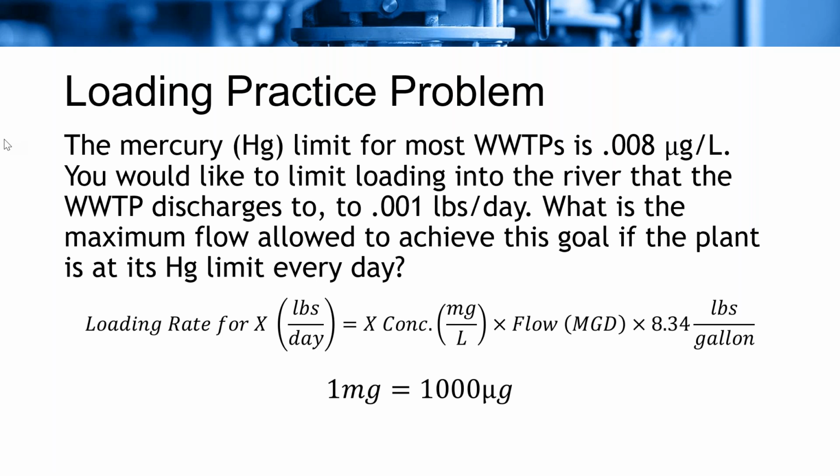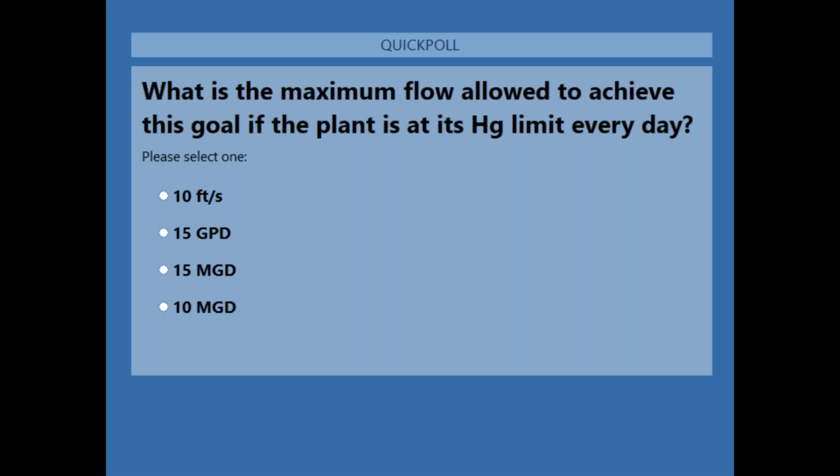Okay, Avery, if you want to go and throw up the poll question. Based on the equation that we did, what's the maximum flow allowed to achieve this goal if the plant is at its mercury limit every day? The answers are 10 feet per second, 15 gallons per day, 15 million gallons a day, or 10 million gallons a day.